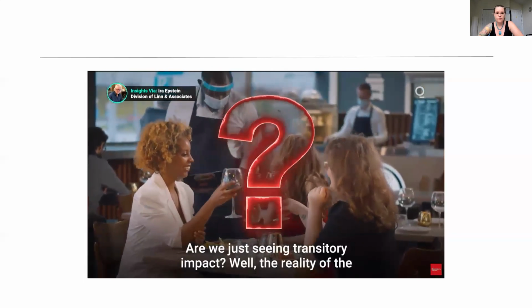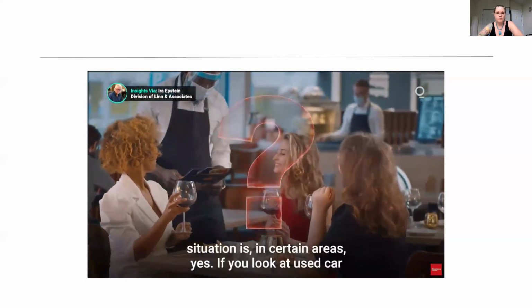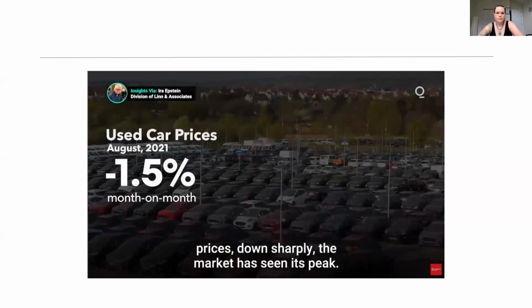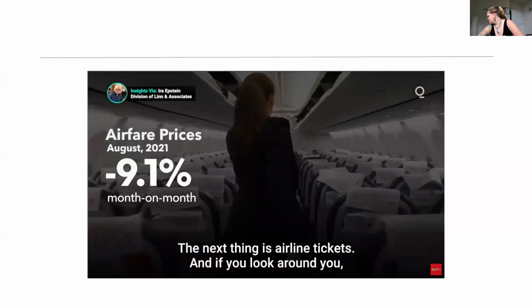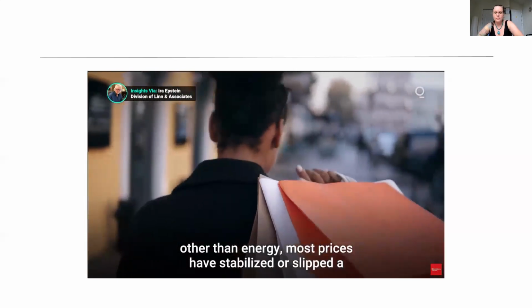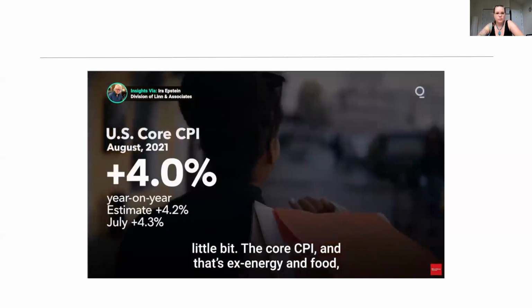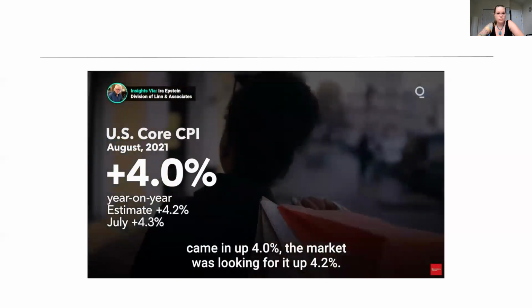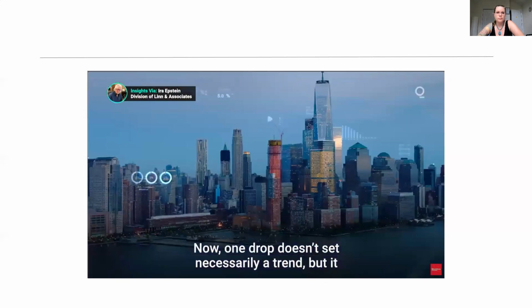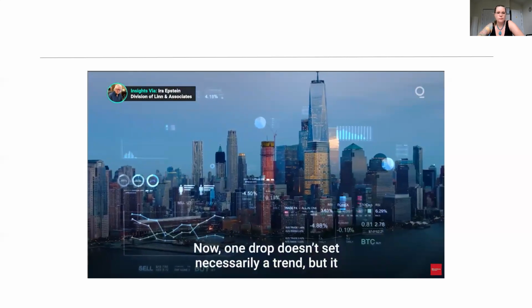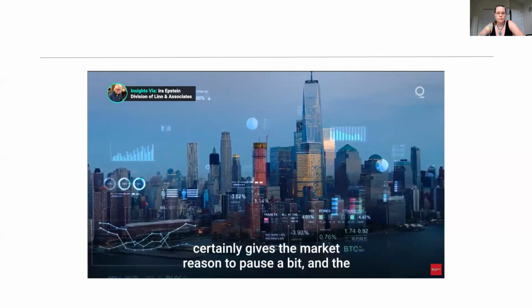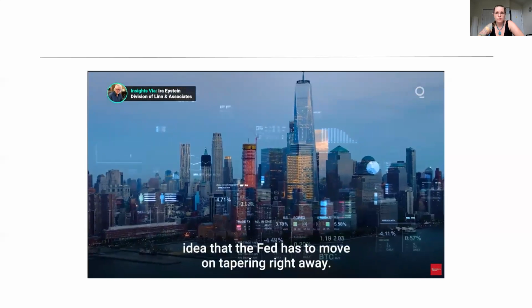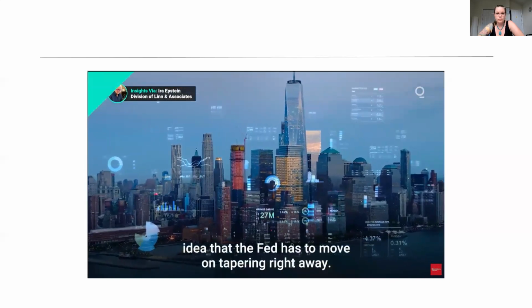Are we just seeing transitory impact? Well, the reality of the situation is in certain areas, yes. If you look at used car prices, down sharply. The market has seen its peak. The next thing is airline tickets. And if you look around you, other than energy, most prices have stabilized or slipped a little bit. The core CPI, that's ex energy and food, came in up 4%. The market was looking for it up 4.2%. Now, one drop doesn't necessarily set a trend, but it certainly gives the market reason to pause a bit on the idea that the Fed has to move on tapering right away.